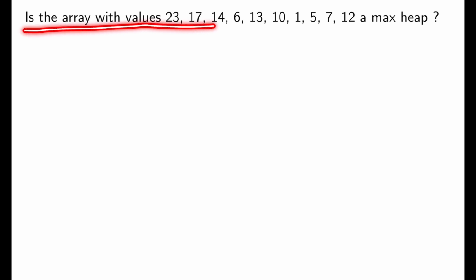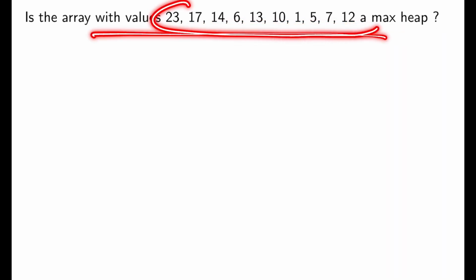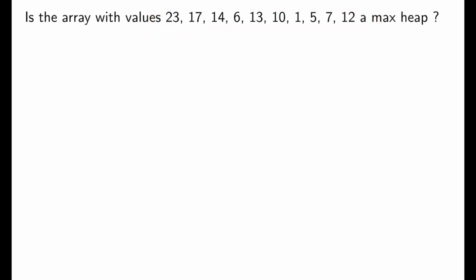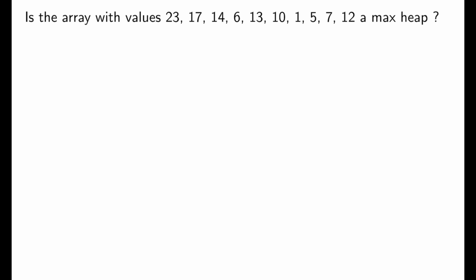Is the array with values 23, 17, 14, 6, 13, 10, 1, 5, 7, 12 a max heap? These values are represented in an array. From this array we have to build a heap structure or binary tree representation. Then from the binary tree representation we can easily identify. We can also identify from here, but it will be a little bit complex. So convert this array representation to a complete binary tree representation.